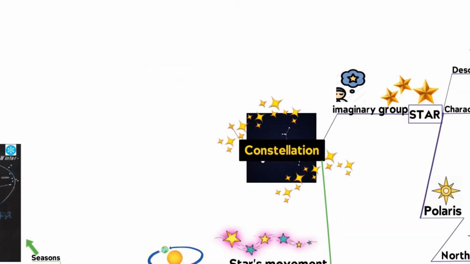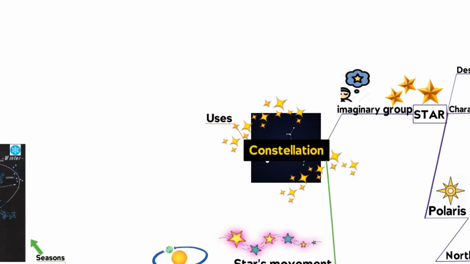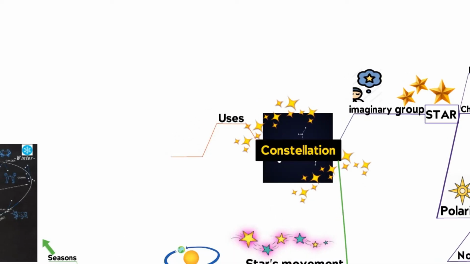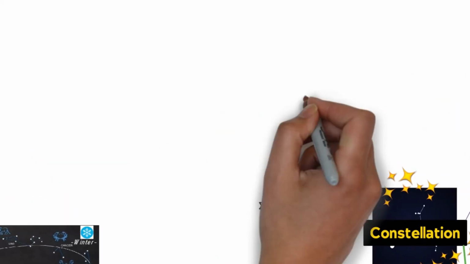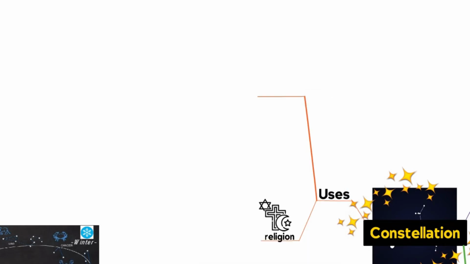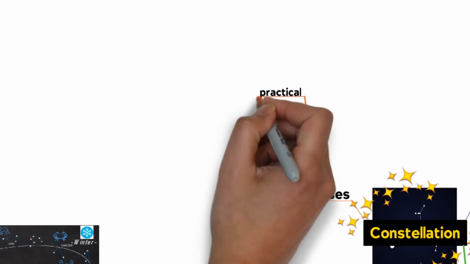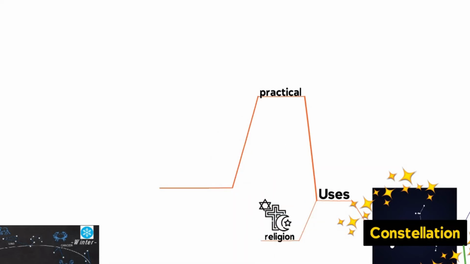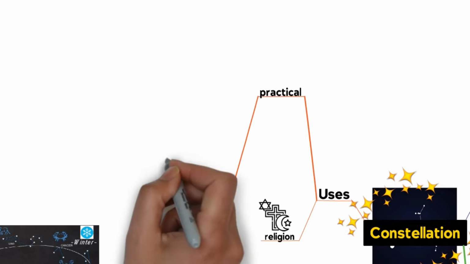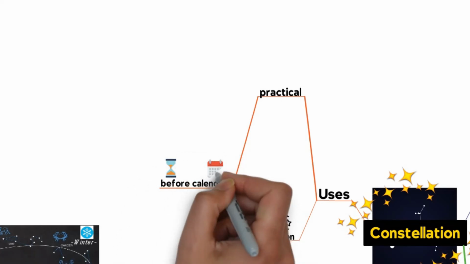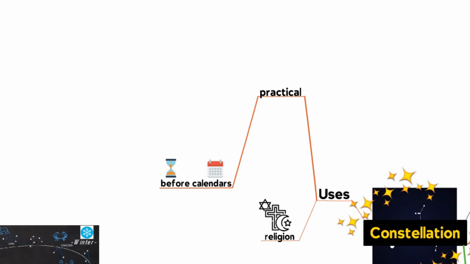Early people used the constellations. While constellations were associated with religion, they also have practical uses. Before the calendars, people had no way of determining when to harvest except by looking at these patterns in the sky.